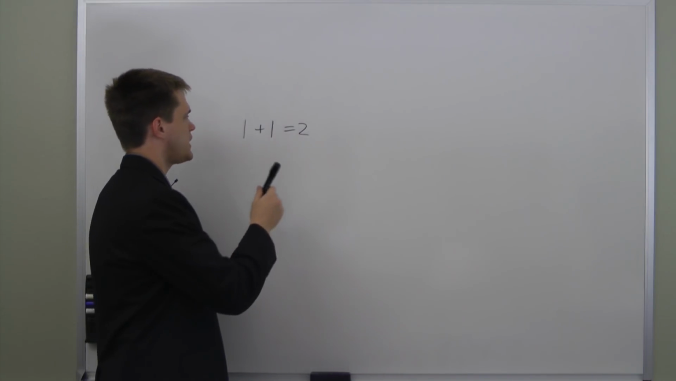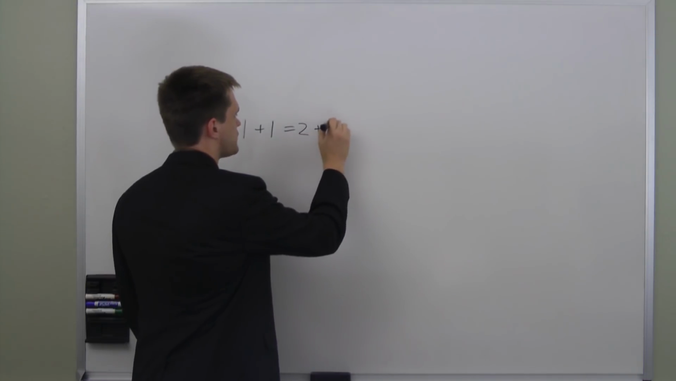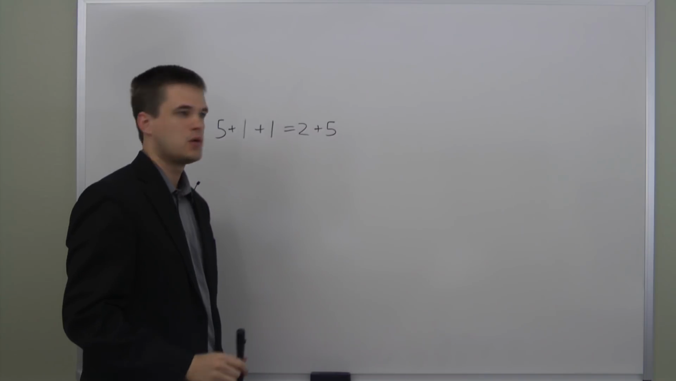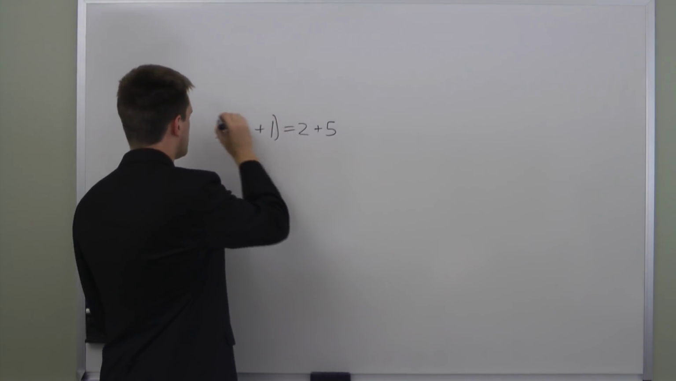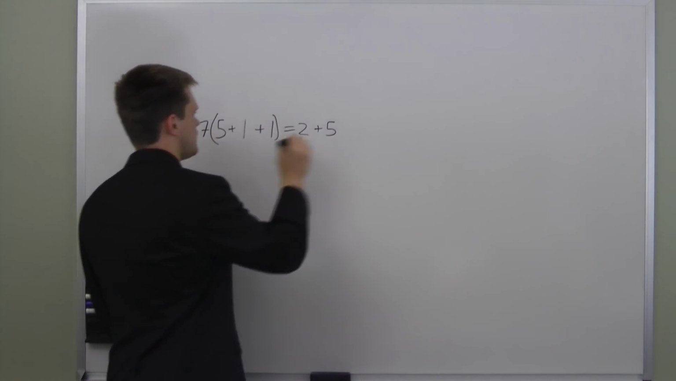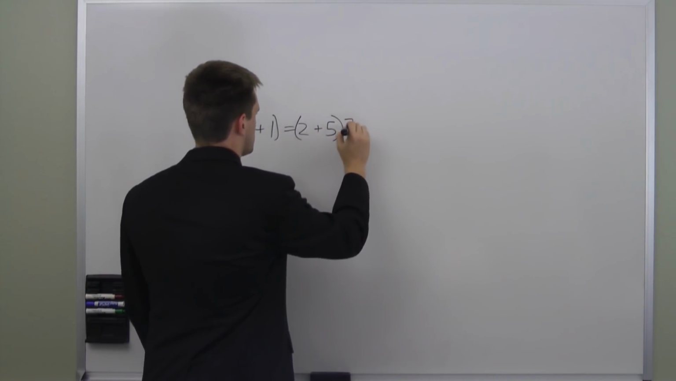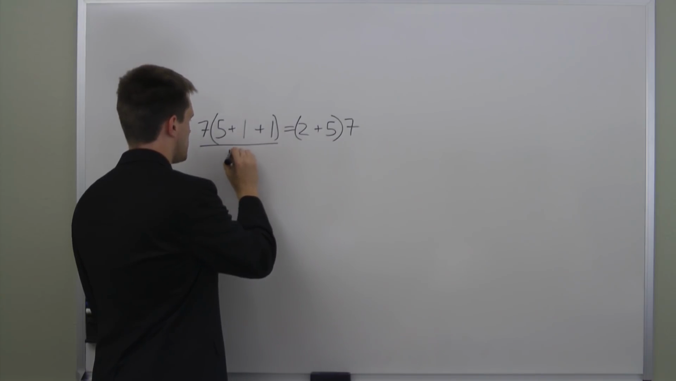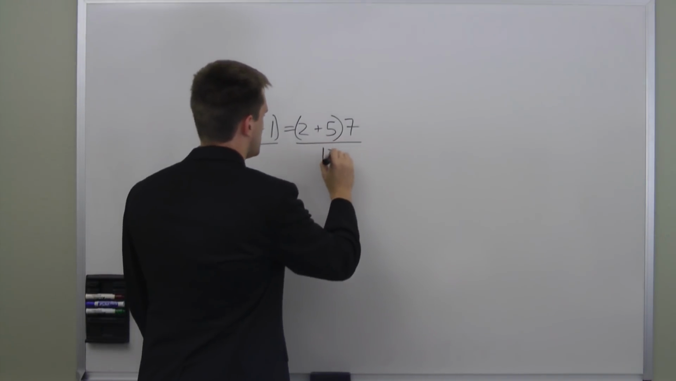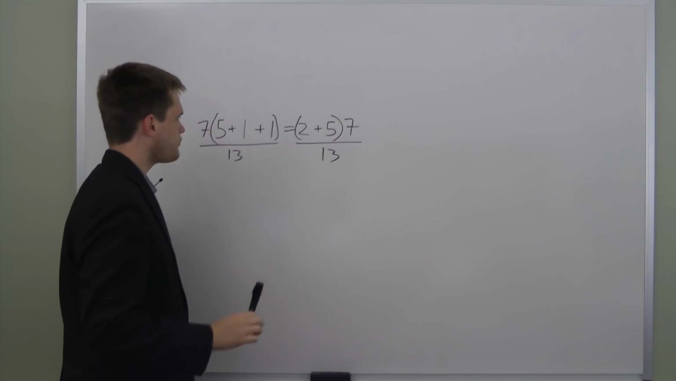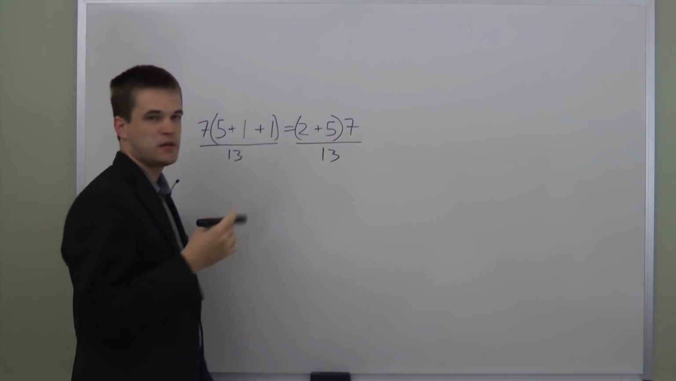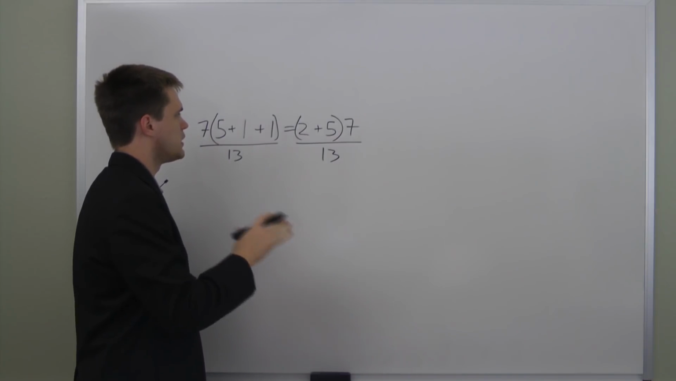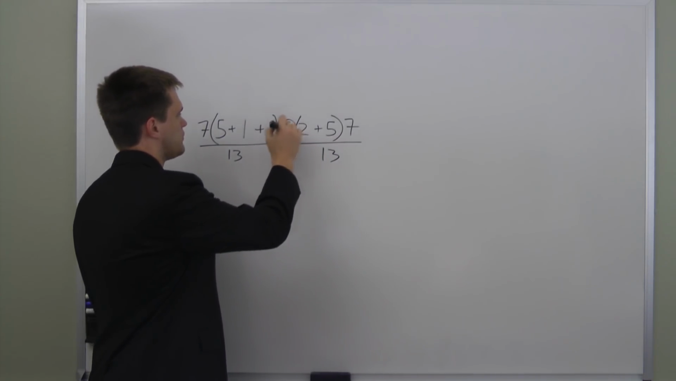So for instance, we can add 5 to both sides of this equation, and the equation is still true. We can multiply both sides of the equation by 7, and the equation is still true. We can divide both sides of the equation by 13, and this equation is still true. And so anything you perform on both sides of the equation equally does not invalidate the equation.